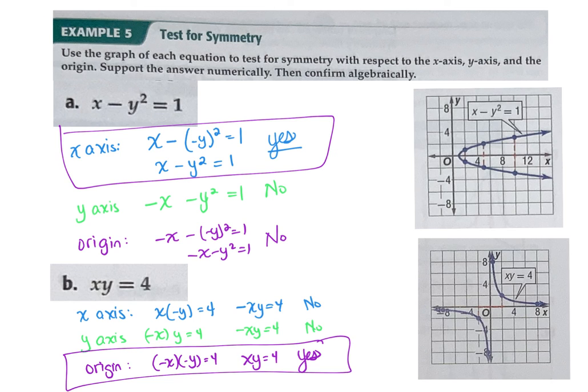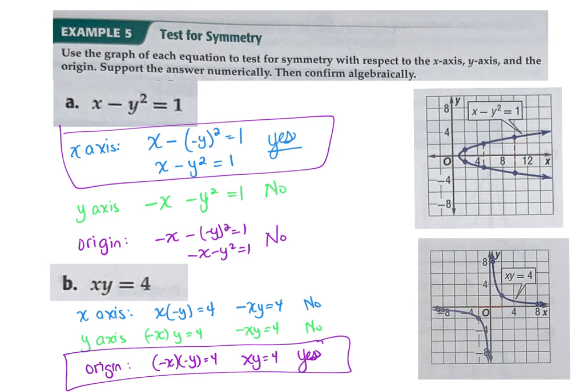So let's look at that one. When I plugged in a negative y, I got a different result. When I plugged in a negative x, I got a different result. But when I plugged in negative x and negative y, it ended up being the same. So it is symmetric to the origin, which you can see from the picture. All right? There are situations when it will be symmetric to everything.